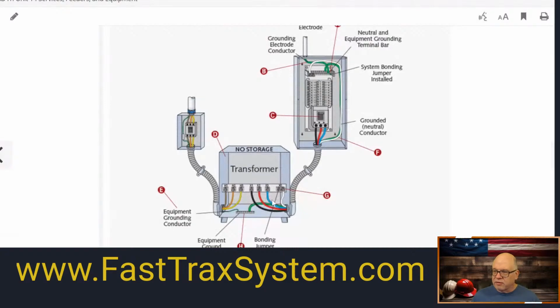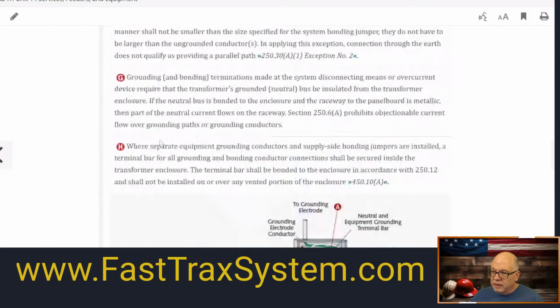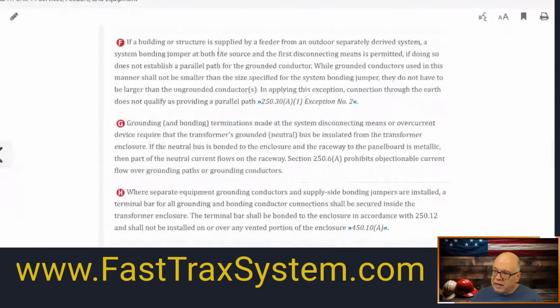And then over here on the secondary itself, you see right here, the normal color scheme tells me this is a 120/208 going up here. And you see F is called out, right? It says if the building or structure is supplied by a feeder from an outdoor separately derived system, then a system bonding jumper at both the source and the first disconnecting means is permitted. Okay? So what that means is if your transformer is coming from a separately derived system outside, then you have the allowance to do the system bonding jumper at both locations. Again, as long as you're not establishing a parallel path and creating that issue with it, okay?